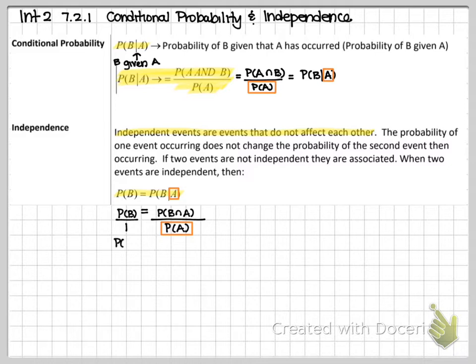So that would give me the probability of B times the probability of A is equal to the probability of B intersect A. Okay, this is another way to check this. If this statement is true, then we know that B and A are independent events. So if true, B and A are independent events.